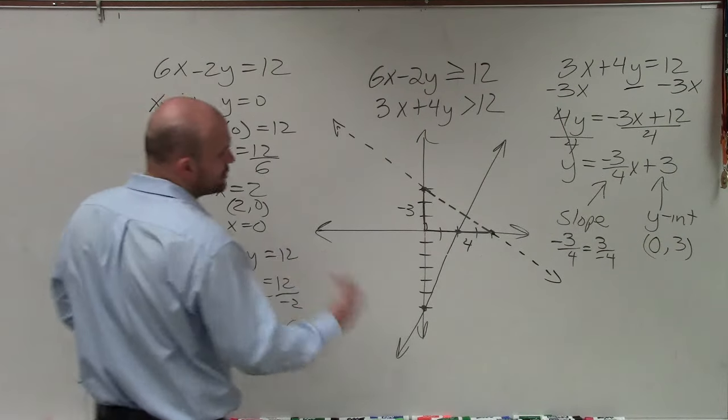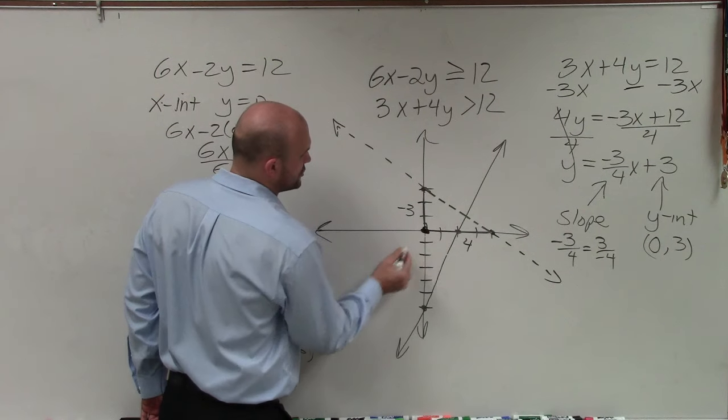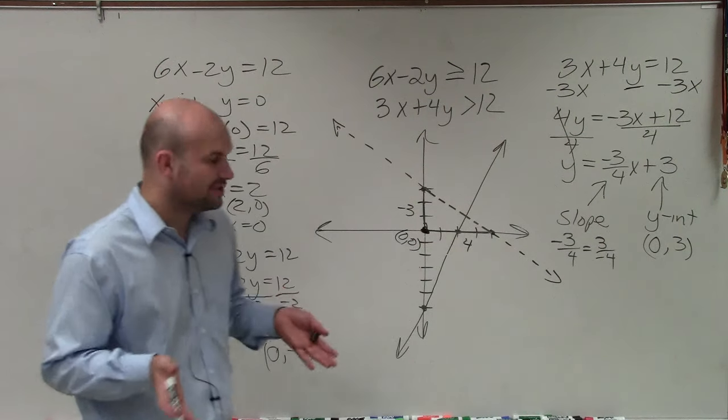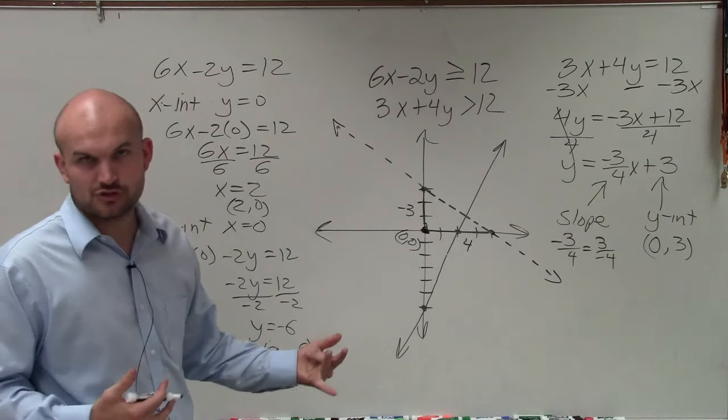Now, the last thing we need to do is determine our shading. To determine our shading, we want to choose a test point that does not lie on either of the lines. The best point to choose when it's not on either line is the point (0, 0). All I'm going to do is plug in 0 for x and 0 for y into both equations and determine if it's true or false.